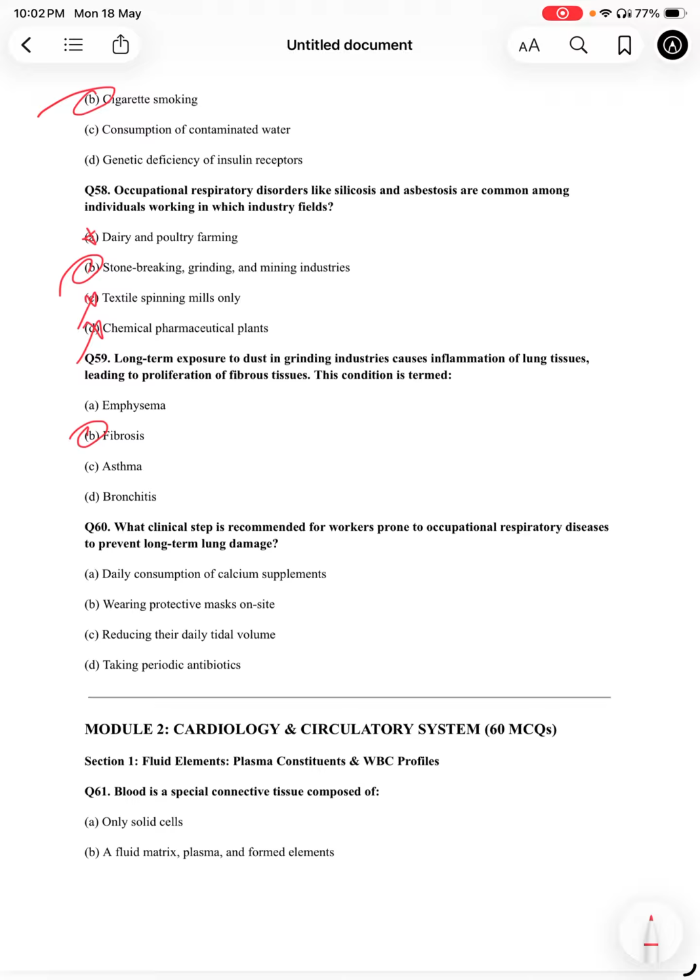What clinical step is recommended for workers prone to occupational diseases to prevent long-term lung damage? Daily consumption of calcium supplements? No. Wearing a protective mask on site? Yes. Wearing a protective mask and protecting yourself from this dust is the best thing you can do to protect your lungs from long-term damage. Reducing their daily tidal volume? No. Taking periodic antibiotics? No, because it's not a bacterial disease for us to consume antibiotics. Correct. So with this we finish respiration.